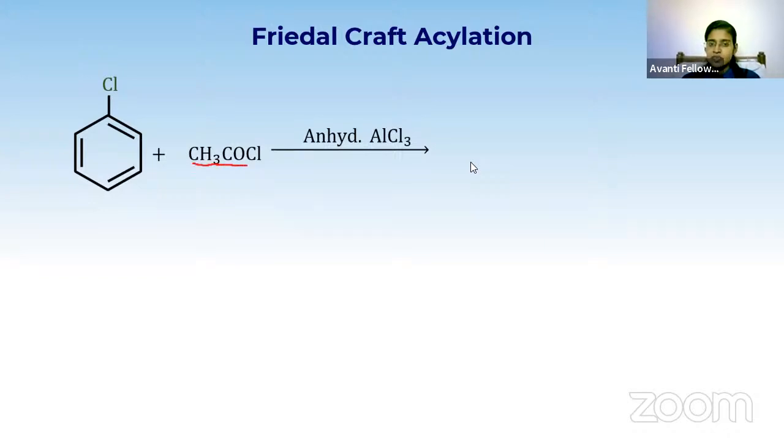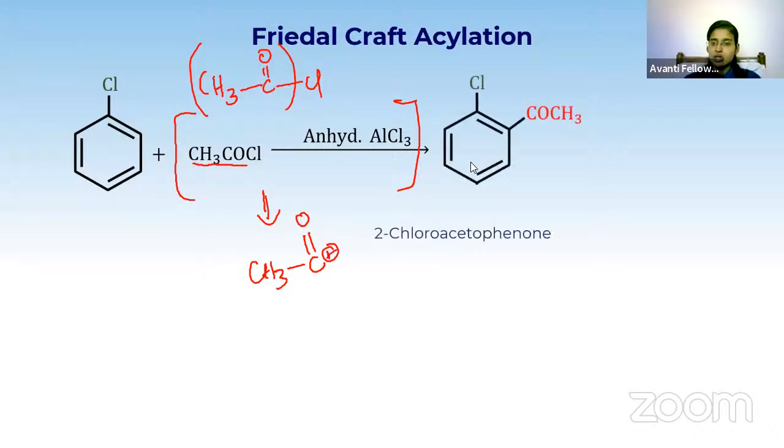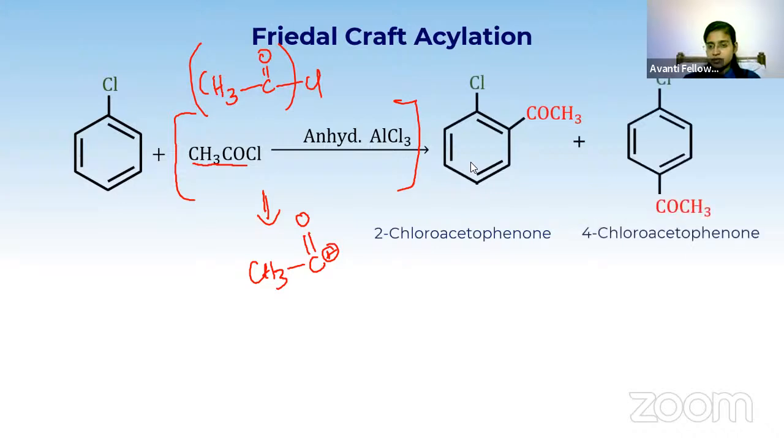So you see, CH3CO, CH3C double bond O. This is called an acyl group. From this acylating mixture, we will get CH3CO+ as an electrophile. So that CH3CO+ will go to ortho and para. Ortho minor, para major.